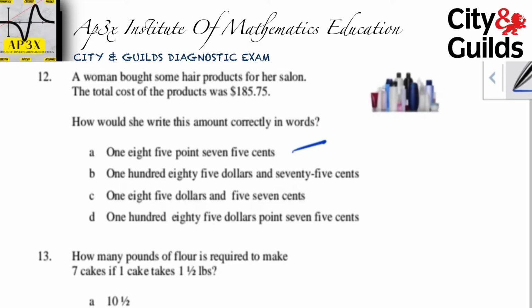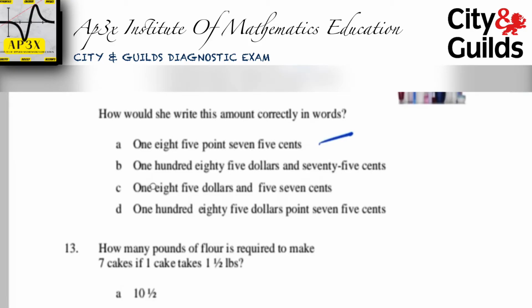That doesn't sound too correct. Let's have a look at the other one. This one sounds almost correct. Let's continue reading. This one, $185.57, doesn't sound too right either, so let's just eliminate that. Okay, so I'm guessing that the answer is between B and D.